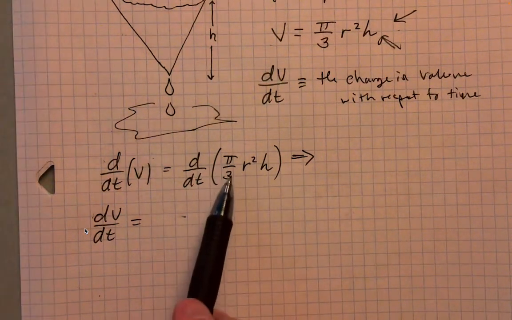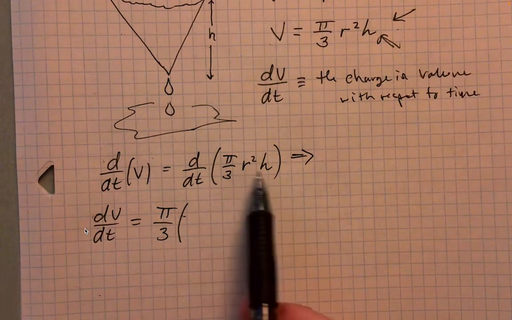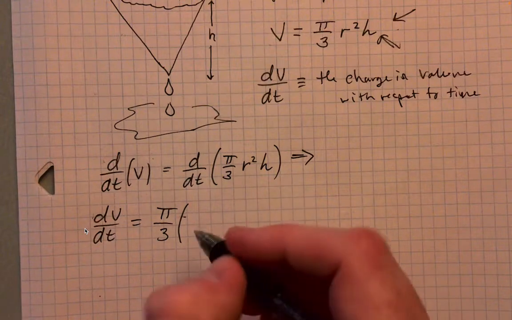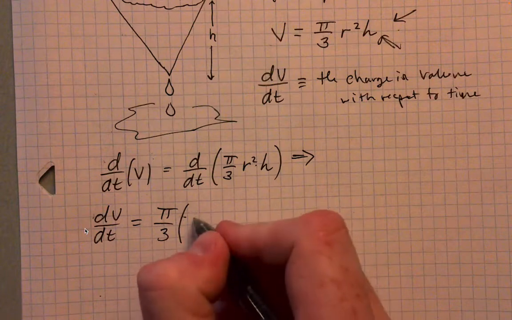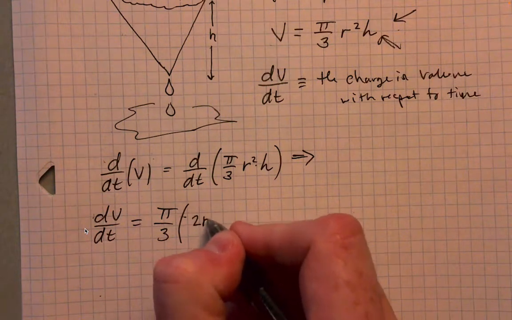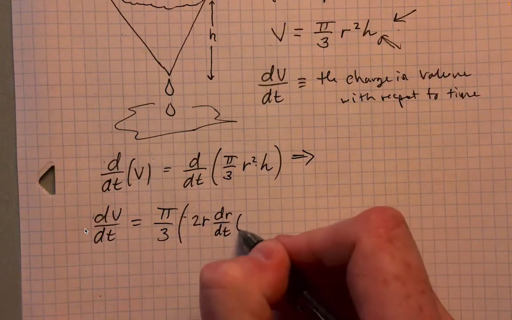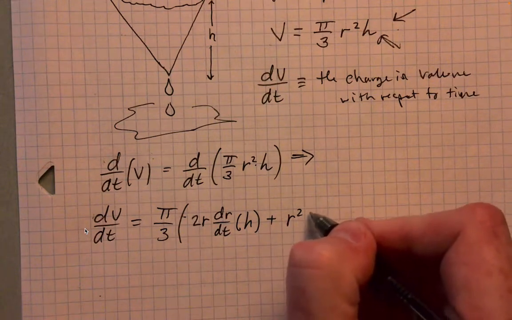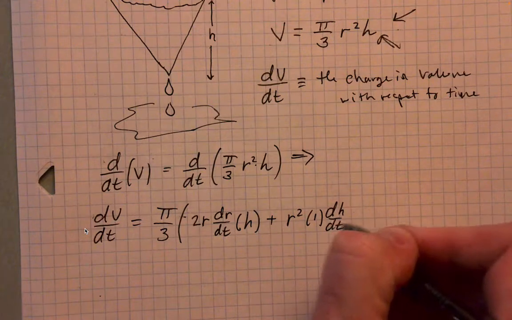So you've got pi over 3, which is a constant, so we're going to bring that out front. r and h are both variables for which we will be differentiating with respect to t. So what do we got here? We're going to have to use the product rule because we got a product here. So this would be like 2r dr/dt times h plus r squared, and then it would just be 1 dh/dt.